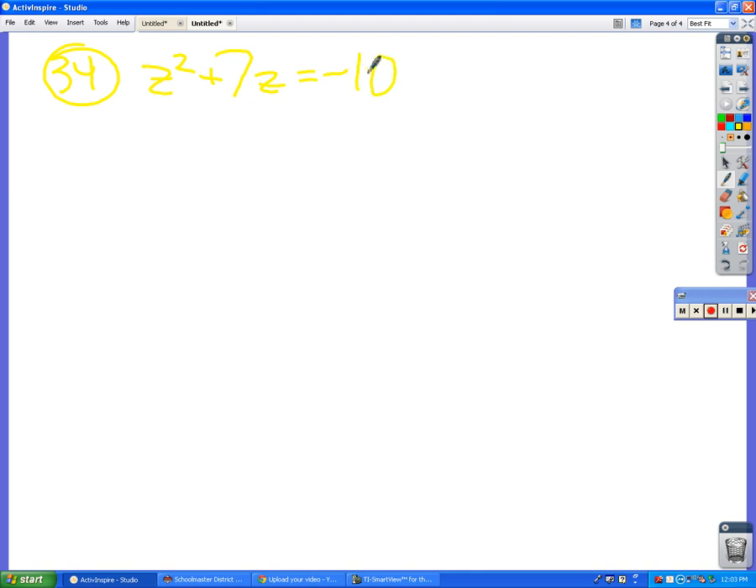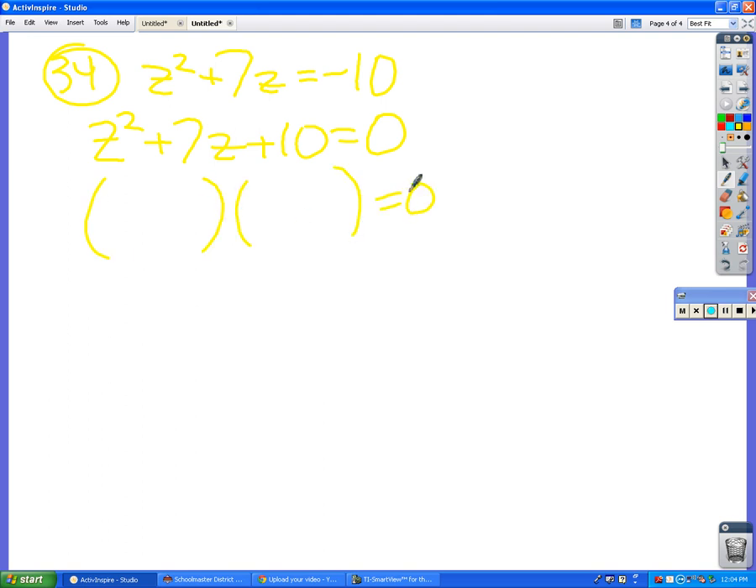All right, so just like in the other ones, before I start in on this, what do I have to do? Add 10 to both sides. Okay, and then you could go quadratic formula, but that's kind of complicated. And so anytime I've got something here and there's no number in front, I'm going to try to factor it.